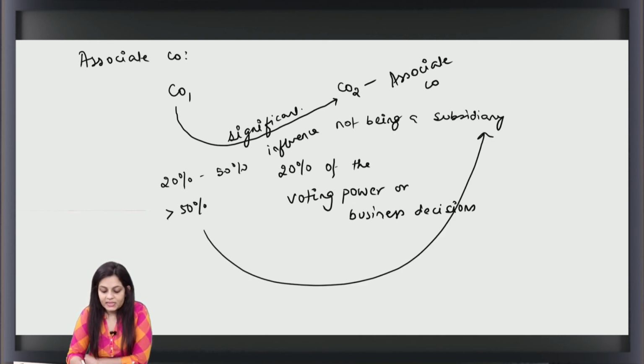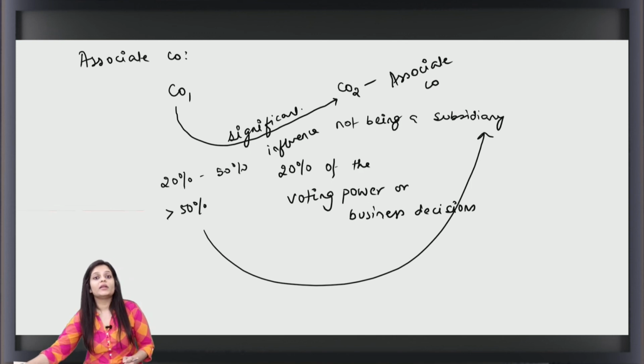So a company is said to be the associate of another if the other has a significant influence over it, and is not a subsidiary. And what is significant influence? I'm holding at least 20% of the business decisions, or 20% of the voting powers in your company. I hope this is clear to everyone.